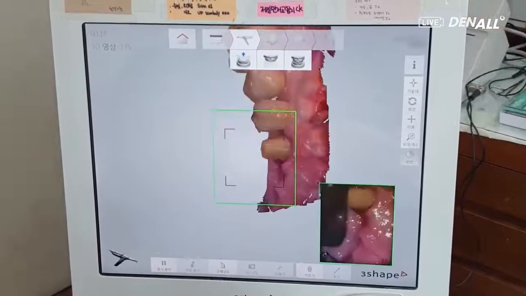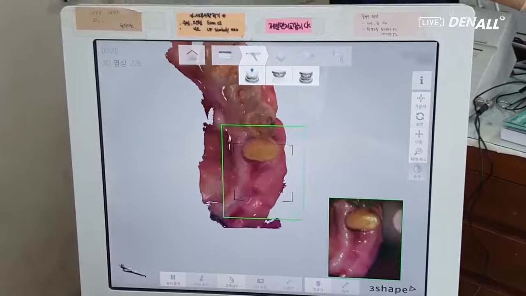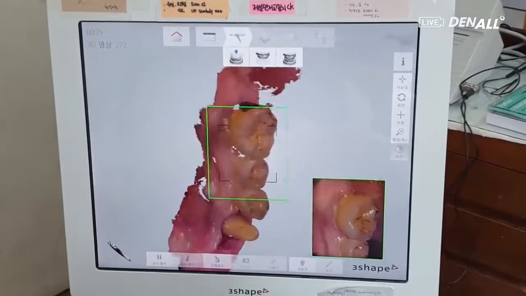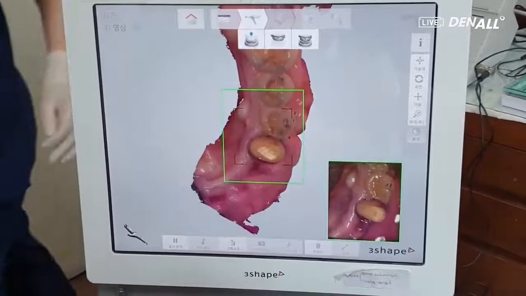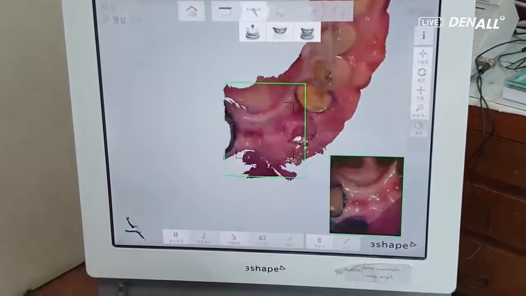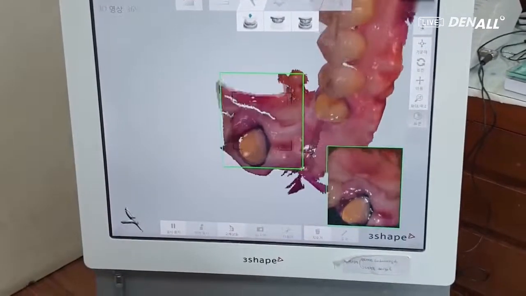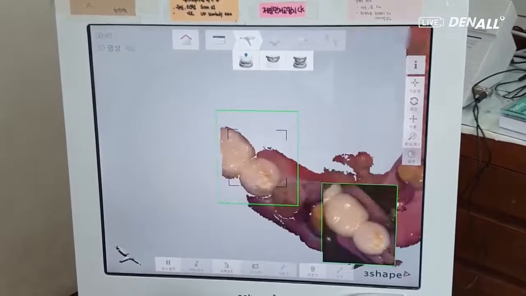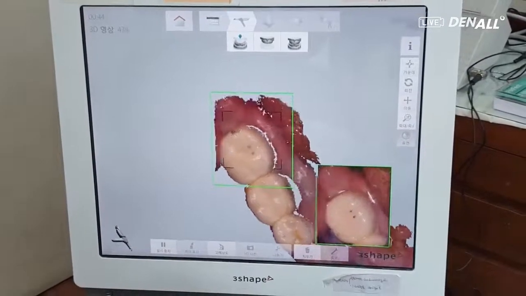I use this Trios 3 equipment, which was purchased about 5 years ago. The basic approach is modeless fabrication. It is used for prosthodontics, orthodontics, and guided surgery. We don't use the rubber impression material. With the scan data, fabrication is done with CAD/CAM. Currently, the gingival cord is placed.